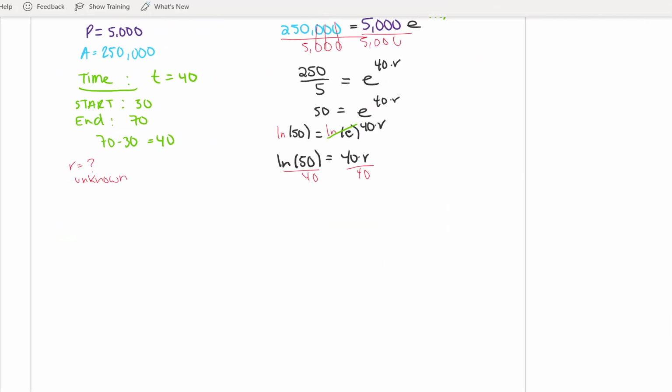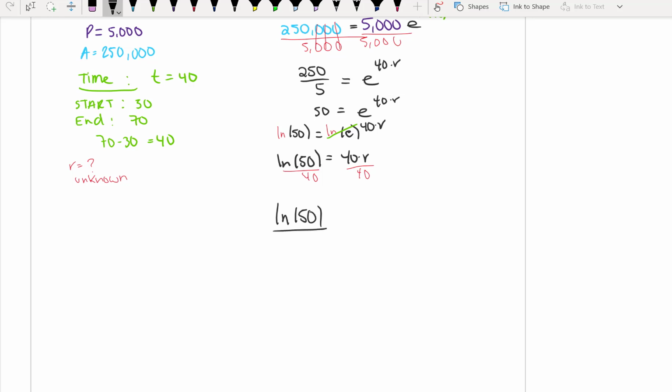So now you have that the natural log of 50 divided by 40 is equal to my rate. So you can just plug that into your calculator. So ln 50 divided by 40, and that gives you 0.0978000575 is equal to my R. And I plugged that into my calculator.